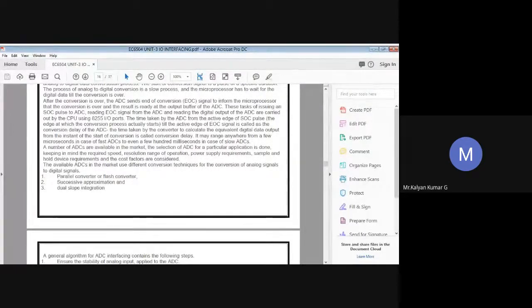Okay, so in case of your successive approximation A to D converter, it basically consists of three parts. The first part is going to be your D to A converter, the second part is the successive approximation register, and the third part is going to be the comparator. Repeat, we have a successive approximation A to D converter. Basically, it has three parts: D to A converter, successive approximation register, and a comparator.